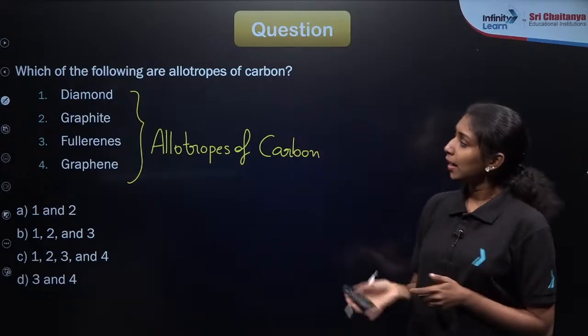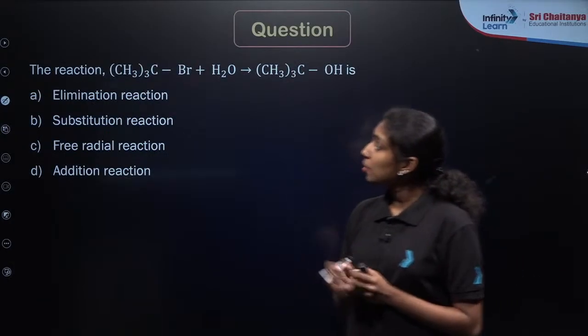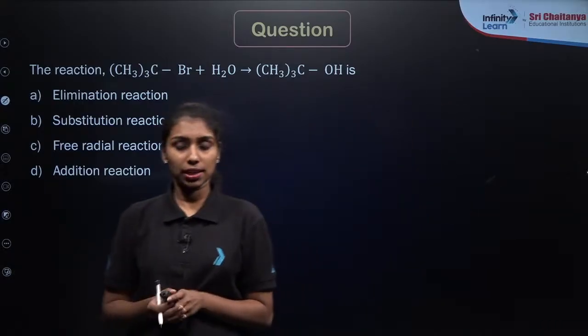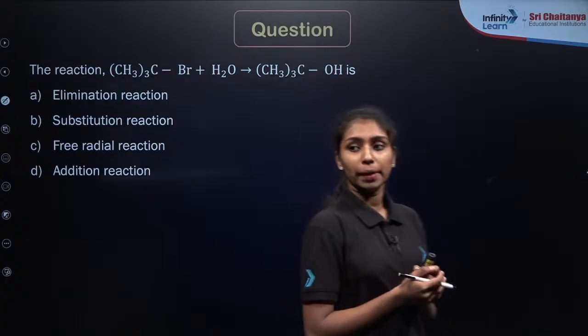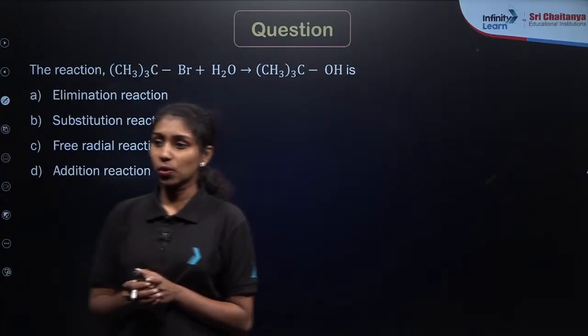Okay, fine. Now we are moving to our second question. The reaction CH3-CBr plus H2 gives CH3-COH. What type of reaction is it? We have seen in the chemical properties of carbon compounds, right? We have seen addition reaction, substitution reaction, esterification and so on.